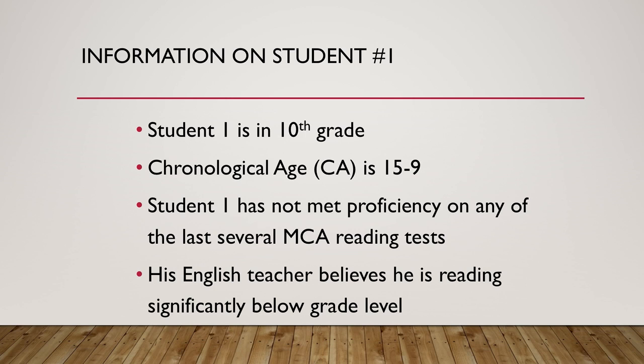All right, just a recap on the information on the student that we're going to be walking you through. Student 1 is in the 10th grade. His chronological age is 15 years, 9 months, so almost a 16-year-old. And through a lot of informal and formal data, we know that he is significantly below his grade level peers in reading.